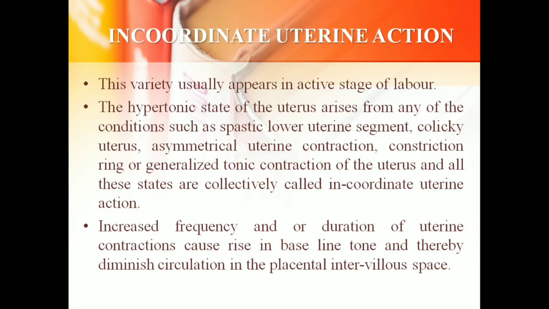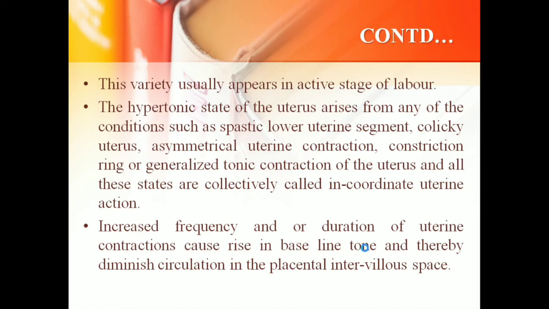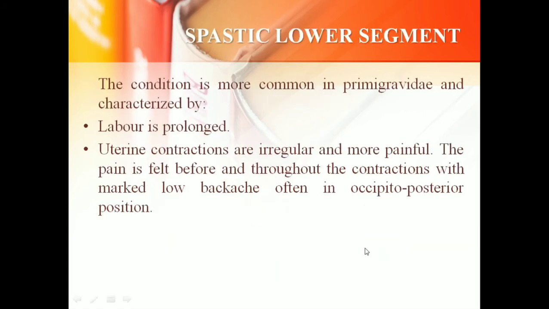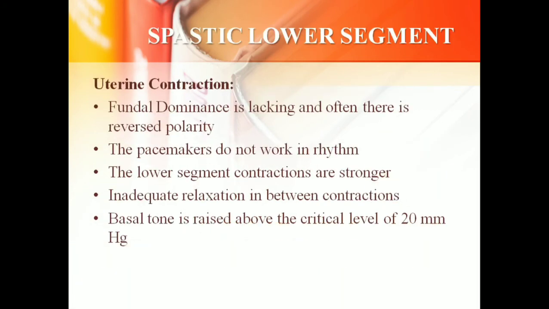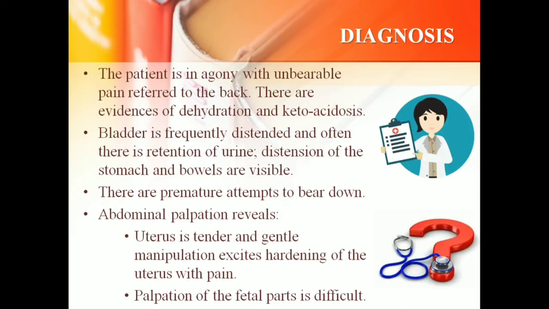So here in incoordinate uterine action, we have already talked about how increased frequency and duration of uterine contractions cause a rise in baseline tone. The same thing applies here. So it will be above the critical level of 20 mmHg.